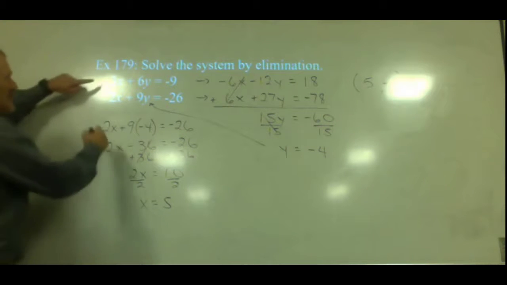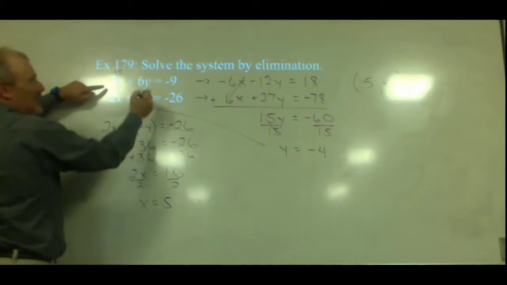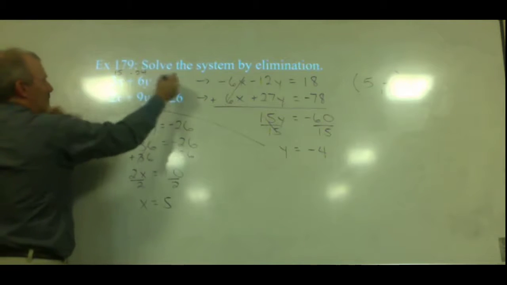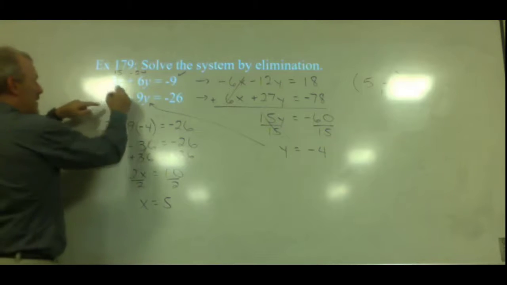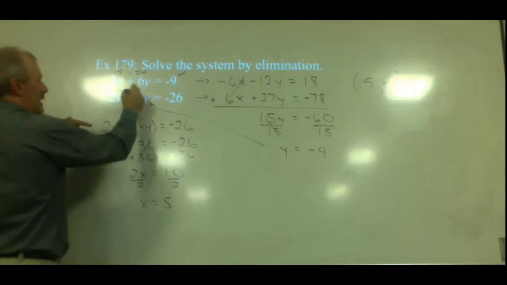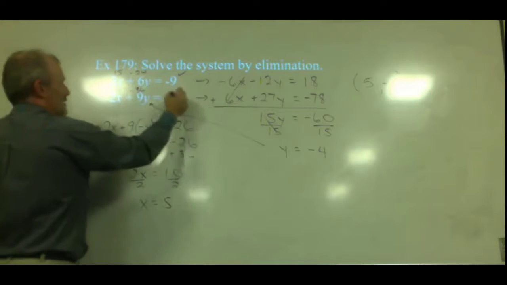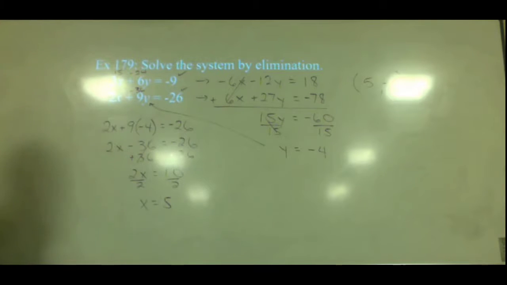If we check our answers, this would be 15 minus 24, and that is true. That equals -9. This would be 10 minus 36. 36 equals -26. And that is correct also.